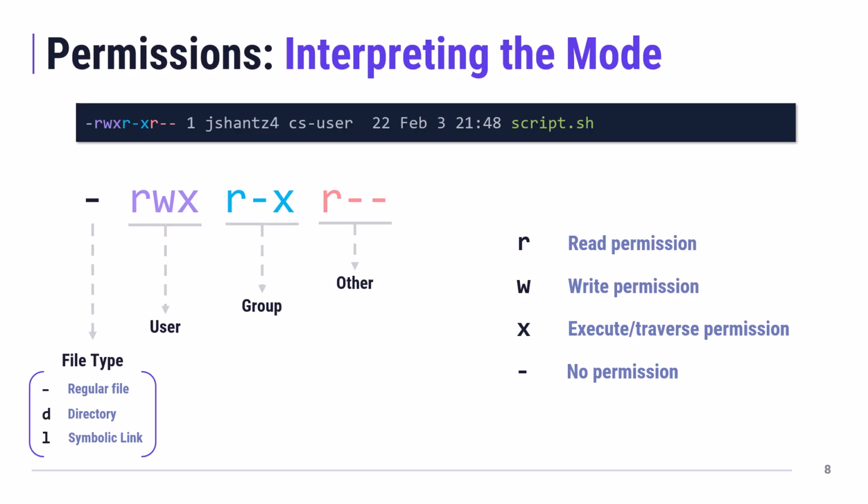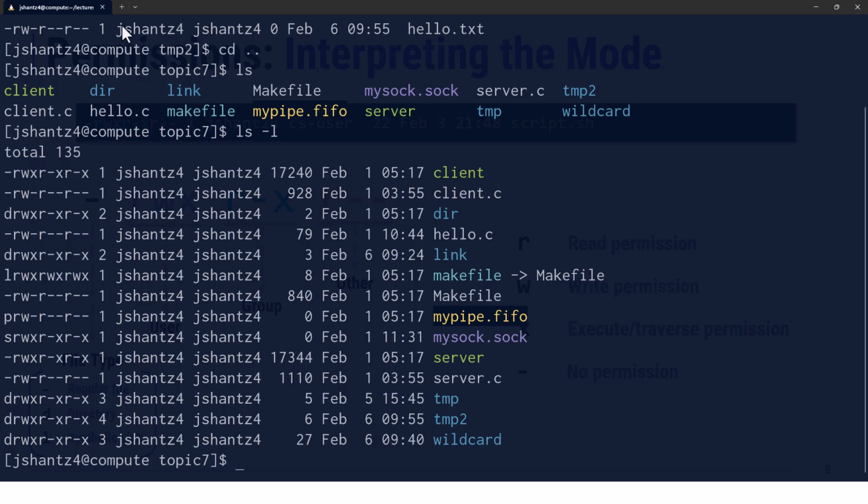Now, interpreting the mode. When you look at that string of bits, the first bit is going to be the file's type. If you see a dash there, that just means it's a regular file. If you see a d, it's a directory. L is a symbolic link. So you can see we've got regular files here, we've got a directory, we've got a link. In this case, we have a pipe and a socket. There are a few others, but generally you're going to see dash for regular files, d for directories.